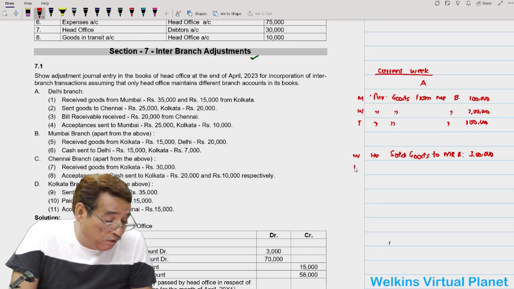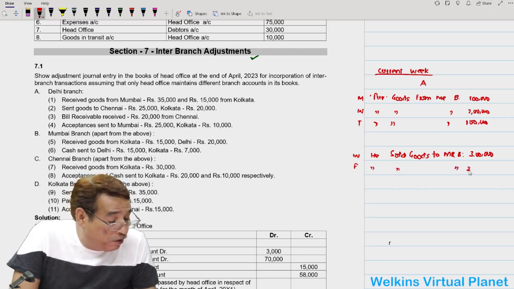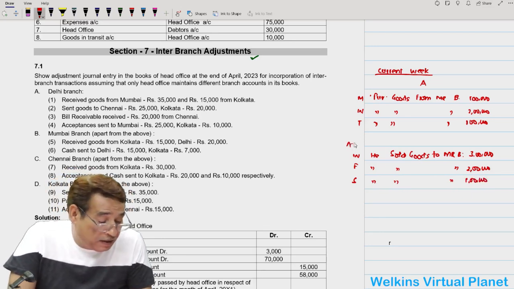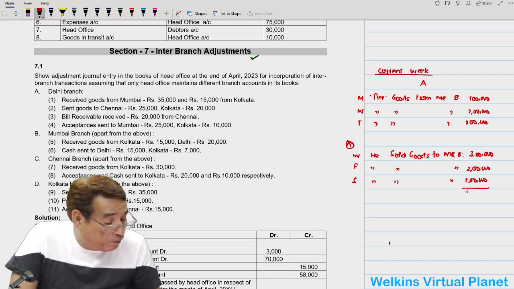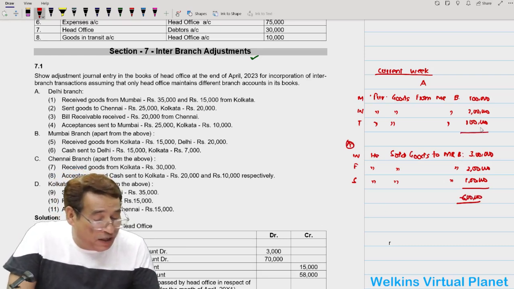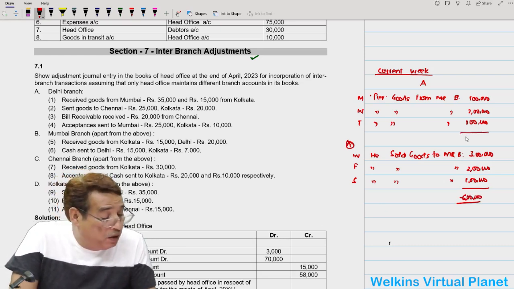And let us say on Friday, he again sold goods to Mr. B for rupees 2 lakh. And then on Saturday, he sold goods to Mr. B worth rupees 1 lakh. Because Mr. A has sales of rupees 6 lakh, that means Mr. A is supposed to receive 6 lakh from Mr. B. But at the same time, he has some purchases from Mr. B, that is 4 lakh.